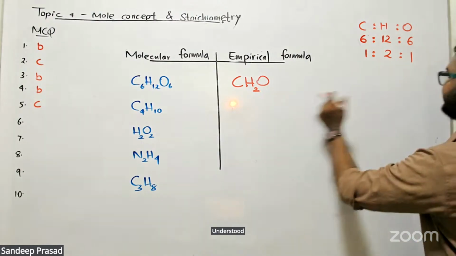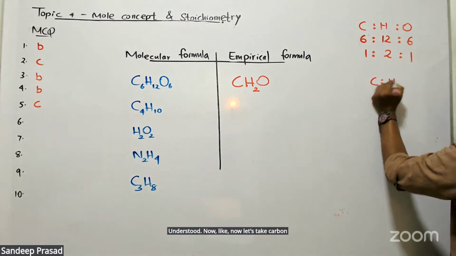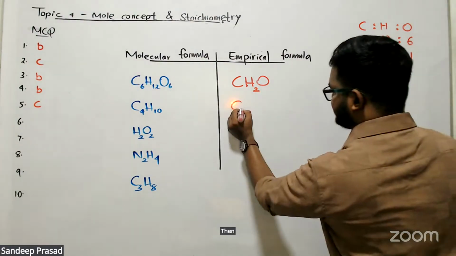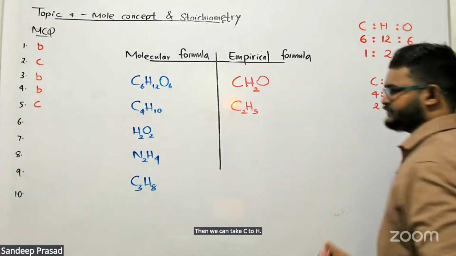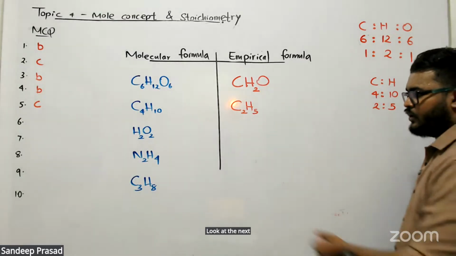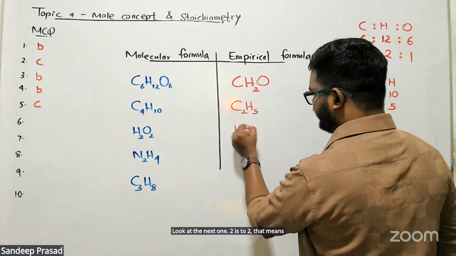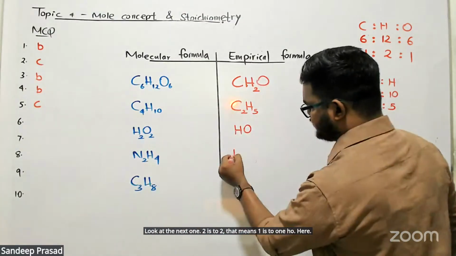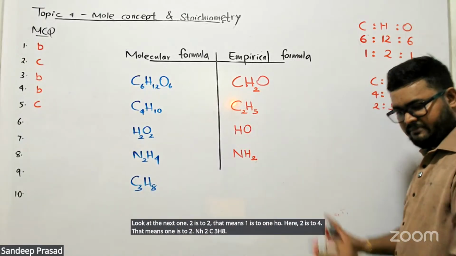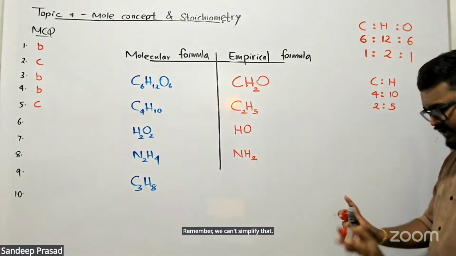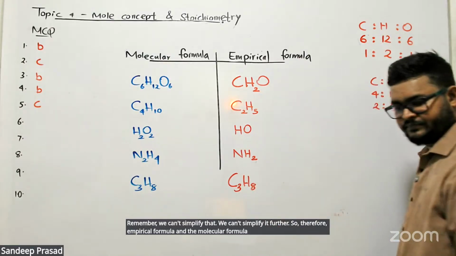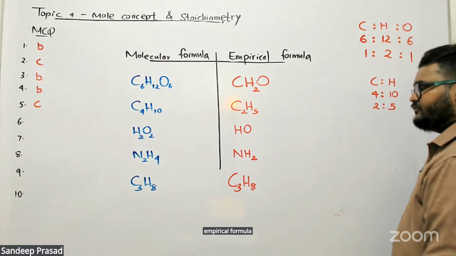Understood? Now let's take the second one. Carbon to hydrogen ratio is 4 to 10. That means 2 to 5. Then we can take C2H5. C2H5 is the empirical formula. Look at the next one. 2 to 2. That means 1 to 1. HO. Here 2 to 4. That means 1 to 2. NH2. C3H8. Remember, we can't simplify that further. So therefore, empirical formula and the molecular formula both are same.